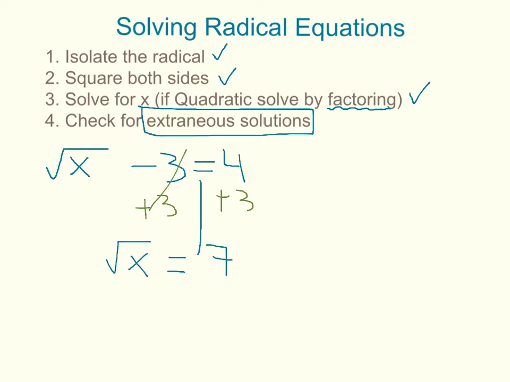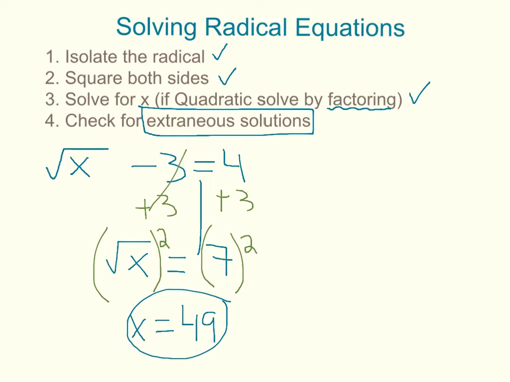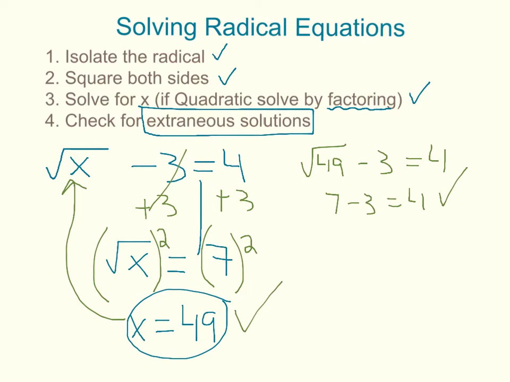And now, inverse operation of square root, we're going to square both sides just to simply cancel out the radical sign. So x equals 7 squared, which is 49. So there's our solution. Let's do a quick check by plugging it back in here. The square root of 49 minus 3 equals 4. So 7 minus 3 equals 4. It works. So that's our solution.